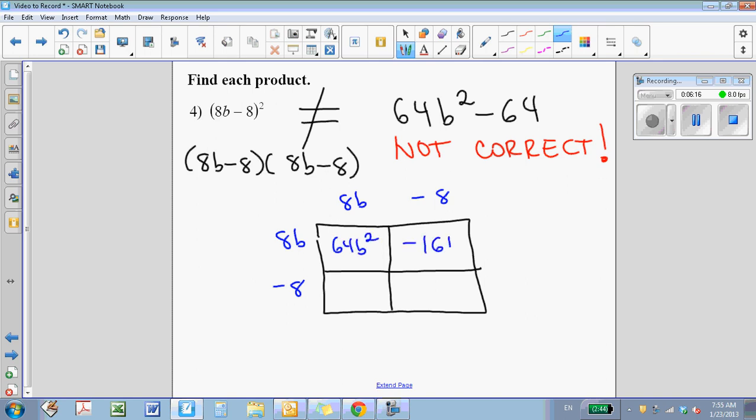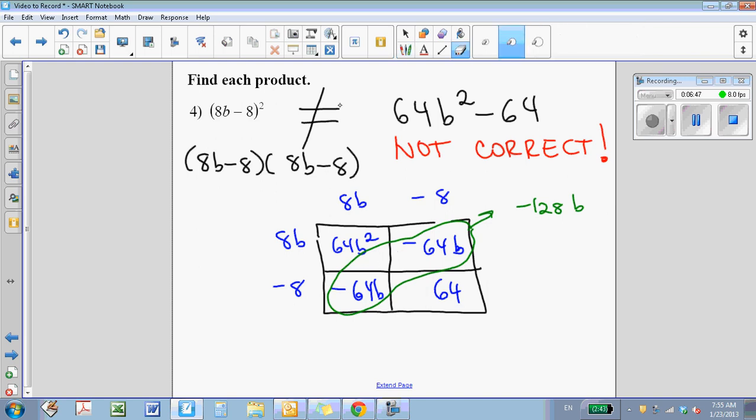Negative 16b, just kidding, because 8 times 8 is 64. 64b, negative 64b, and positive 64. So we do have like terms, they don't cancel out because they're both negative. We get here negative 128b. And this is the term that you would be missing if you do this incorrectly. You're completely losing the middle term that will have b's.